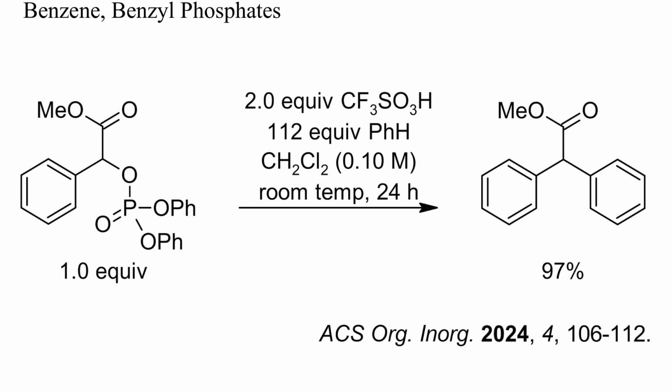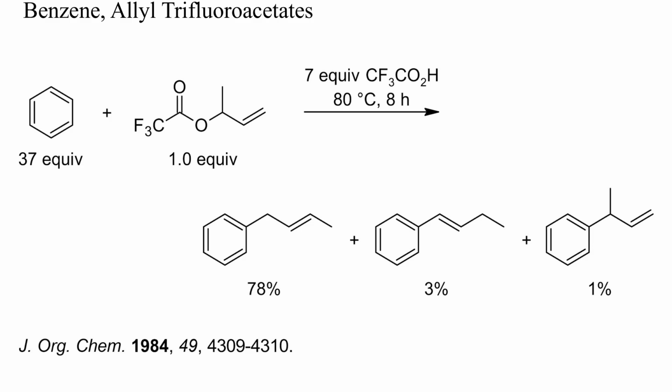The large excess of benzene was required to prevent alkylation of the mandelic acid phenyl group and the phosphorus-bound phenoxy groups. Allylic electrophiles can convert arenes into allylarenes or indanes. In this example, mainly one allyl benzene was formed by allylic inversion, along with small amounts of isomers.